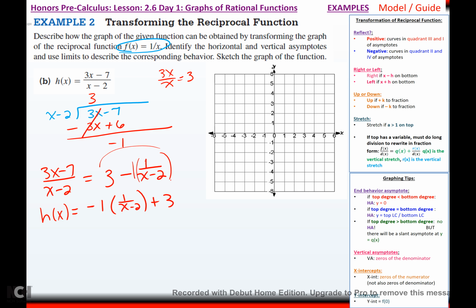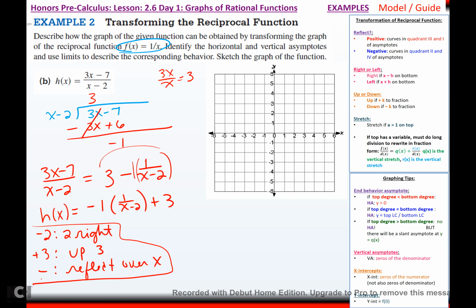So now I can see that that negative 2 is going to shift it 2 units to the right. The positive 3 on the end is going to shift it up 3. The negative is going to reflect over x, and the 1 is going to be a vertical stretch, but multiplying by 1 isn't going to change anything. So there's my transformation. Okay?